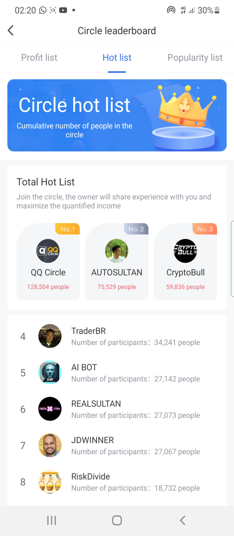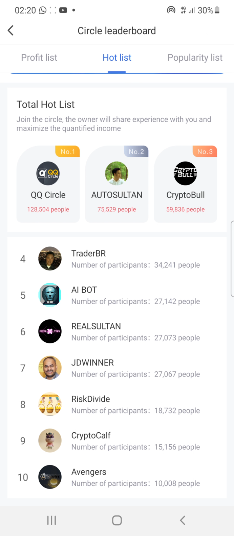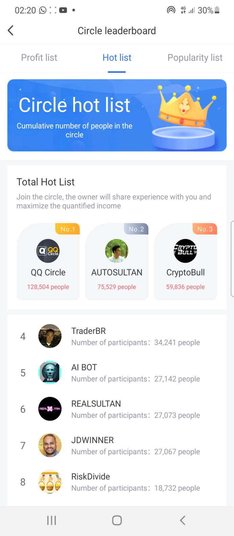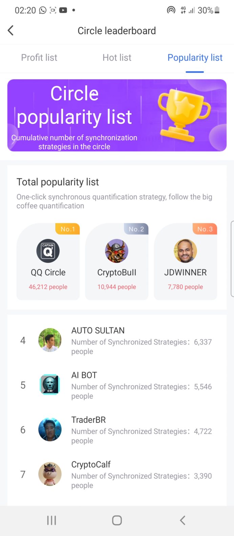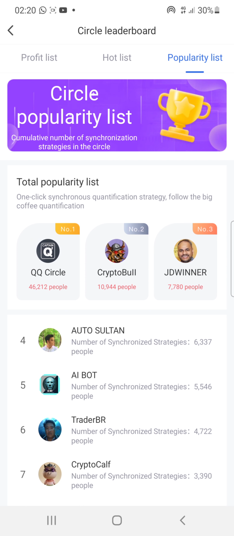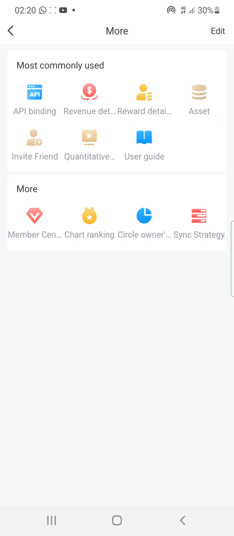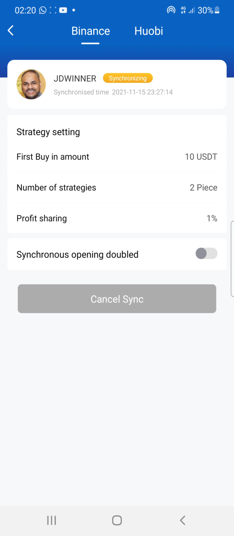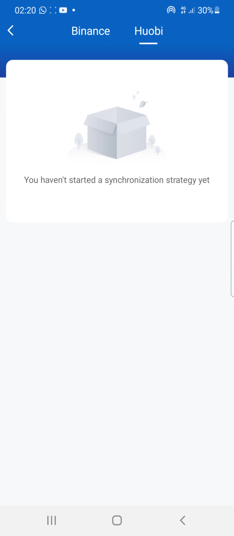We also have the hot list, those used the most: Chuchu leading, Alta Sultan, and Crypto Bull. You can also see JD Winner, Avengers, Crypto Calf. Pick any. Then you have the popular ones: Chuchu leading, Crypto Bull, JD Winner, and others. So you can pick any, synchronize the strategy, and be able to make huge profits. Next, we see my synchronized strategy, both for Huobi and Binance. You can see them here, right?